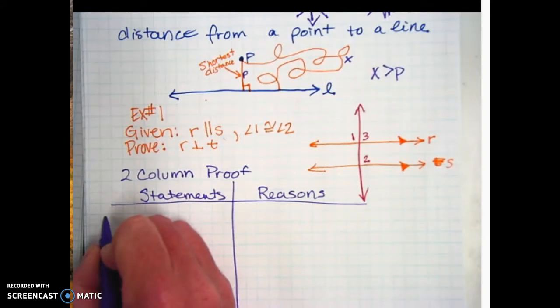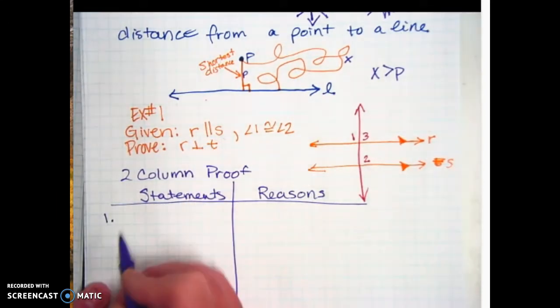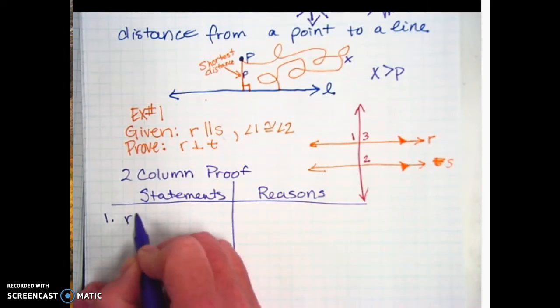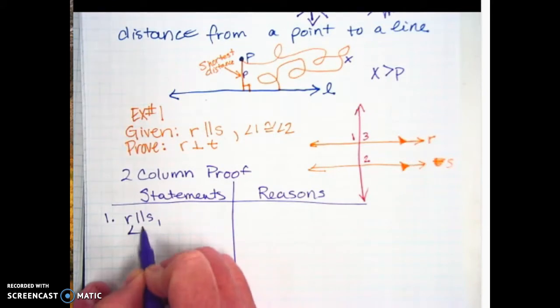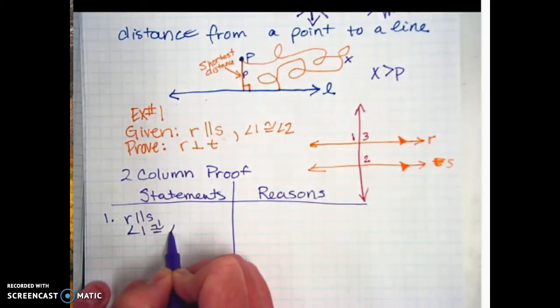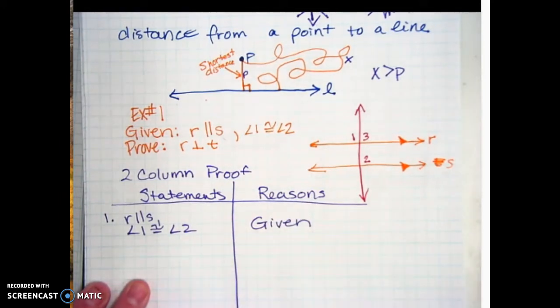So the first statement we're going to start with is what we were given. We were given that R is parallel to S, and we were also given that angle 1 is congruent to angle 2. Both of these were given. And that's all you have to say for the reason of what you're given.